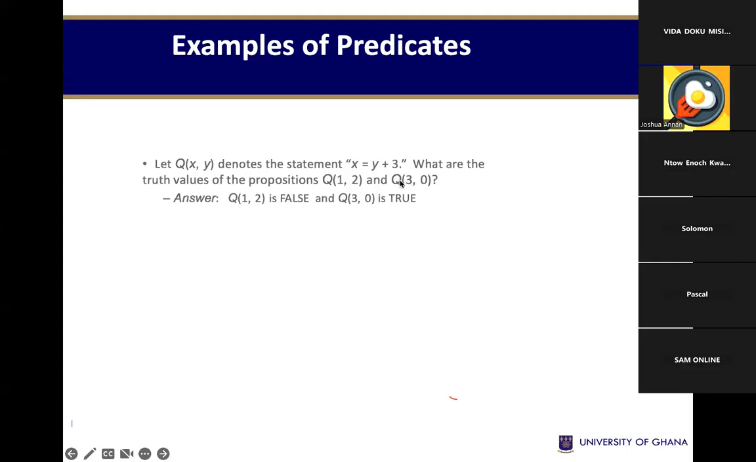Then lastly, if you check K(3, 0), it means that x is 3, y is 0. So on the left-hand side, we have x, which is 3. On the right-hand side, I have 0 plus 3, which gives me 3. So at the end, I can see the left-hand side is 3 and the right-hand side is 3. Hence, K(3, 0) is true.